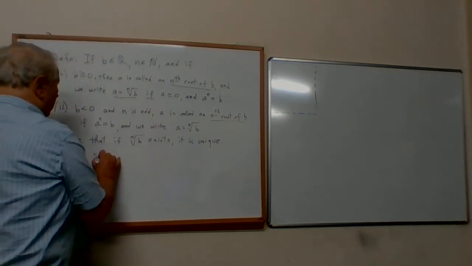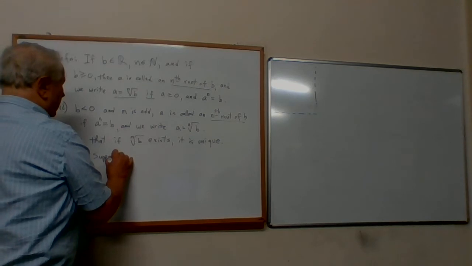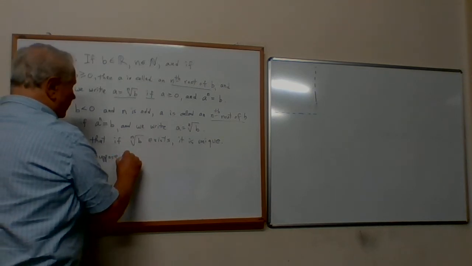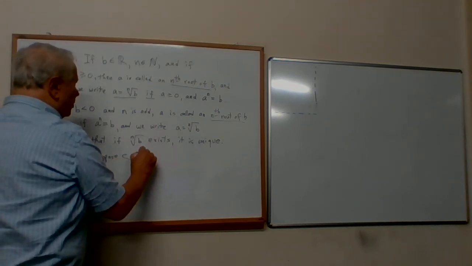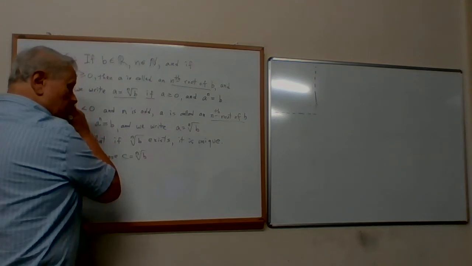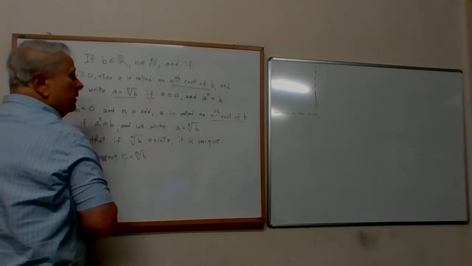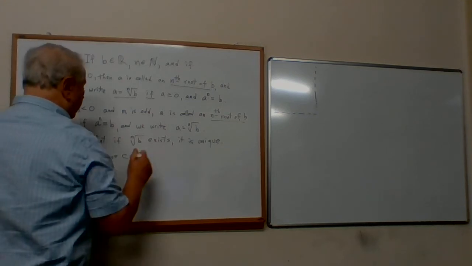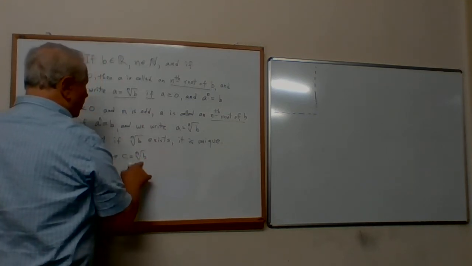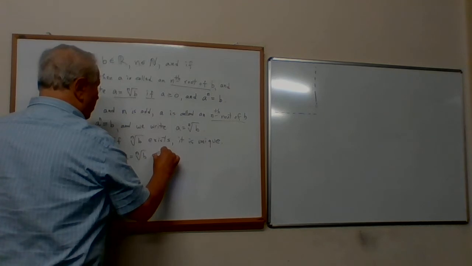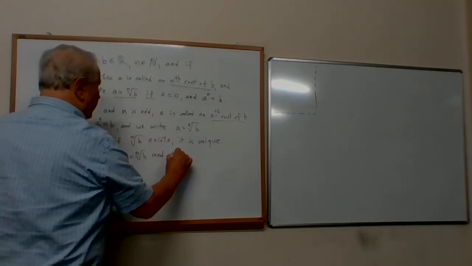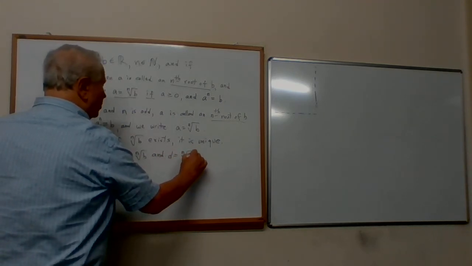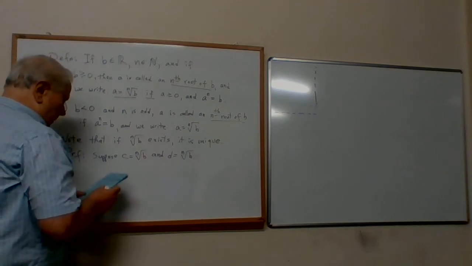Suppose there are two of them. This is always how you prove uniqueness. You prove that something is unique by saying if there were two of them, then the two were actually one. So if c is equal to the nth root of b and d is equal to the nth root of b, suppose that those two things are true. Okay?